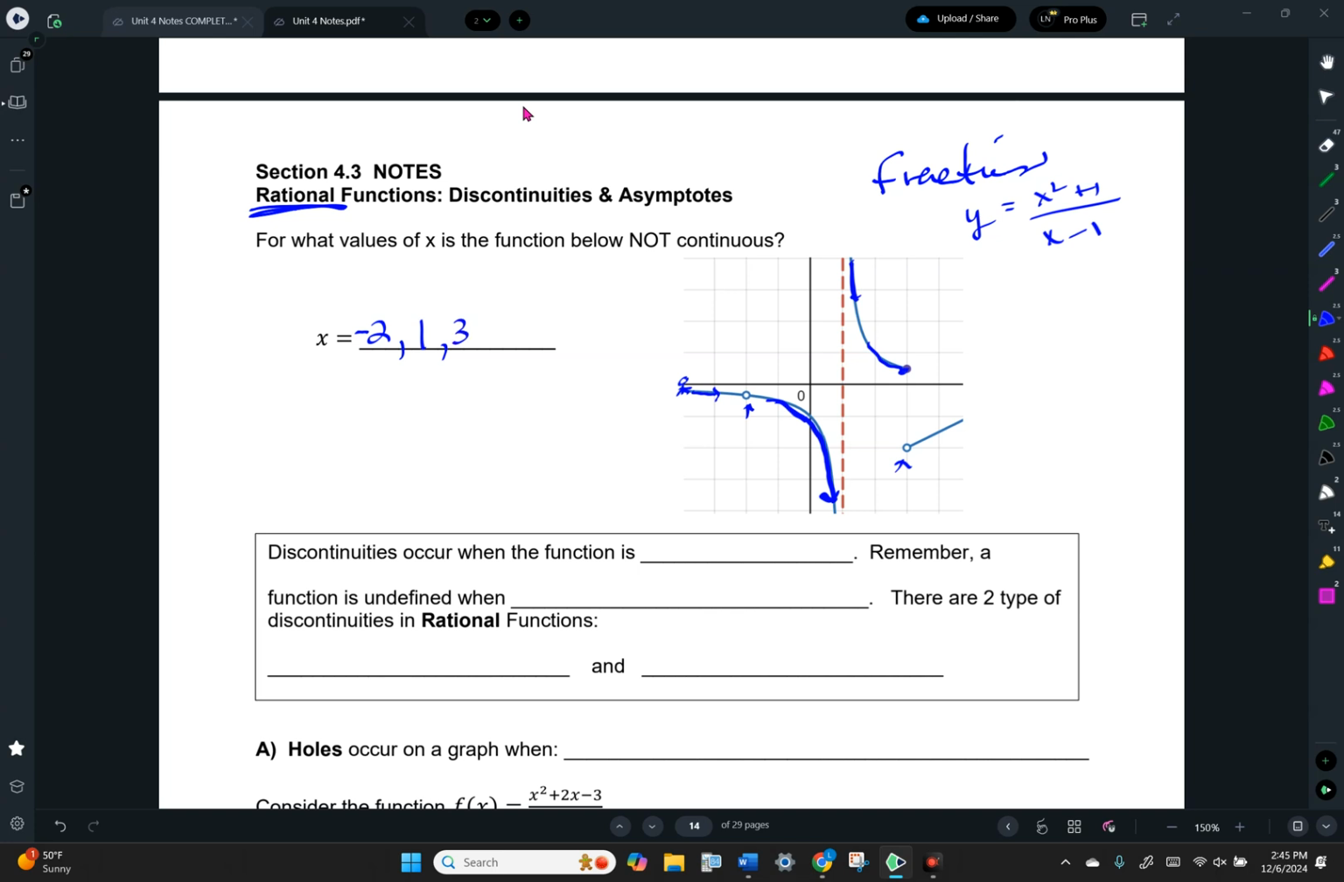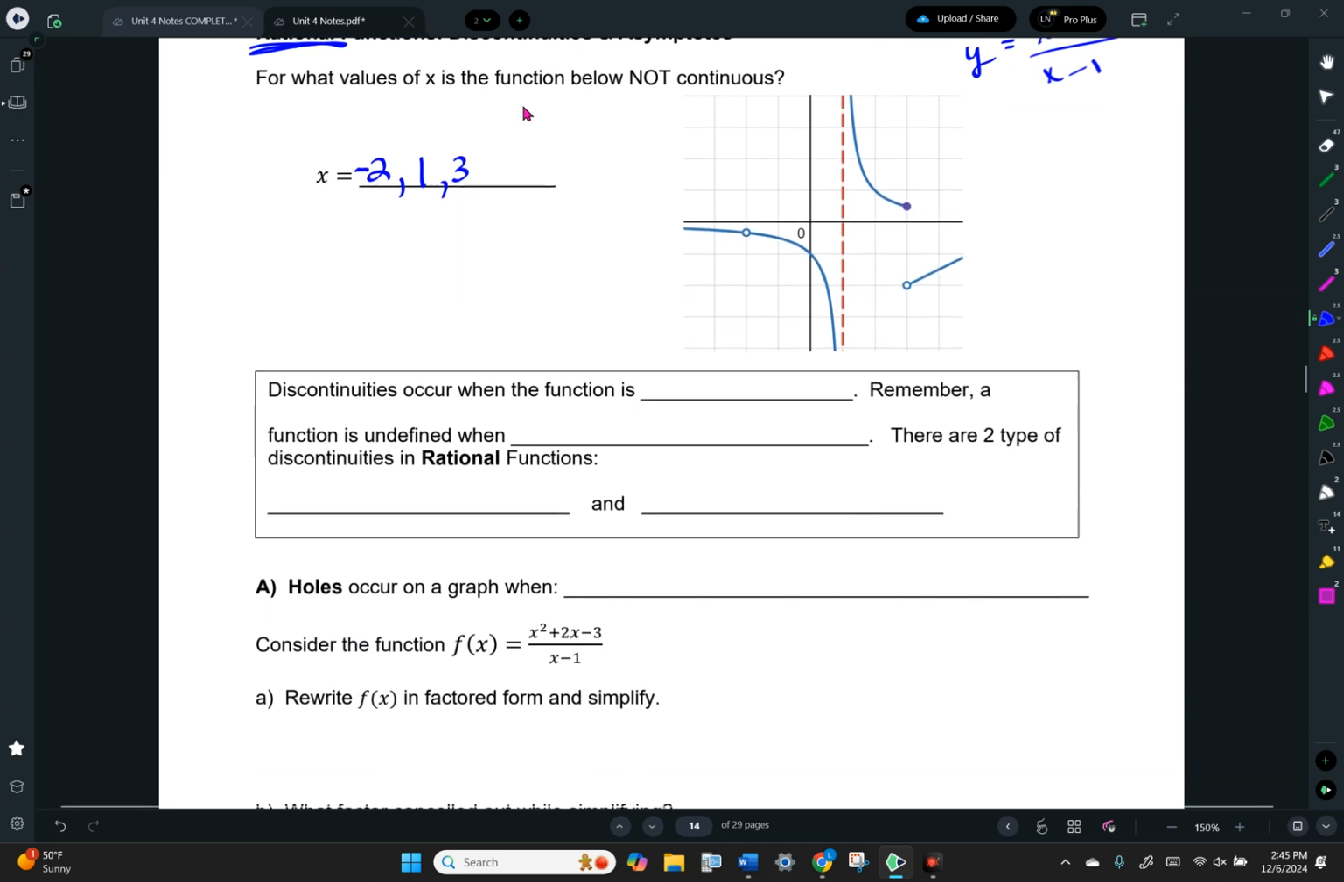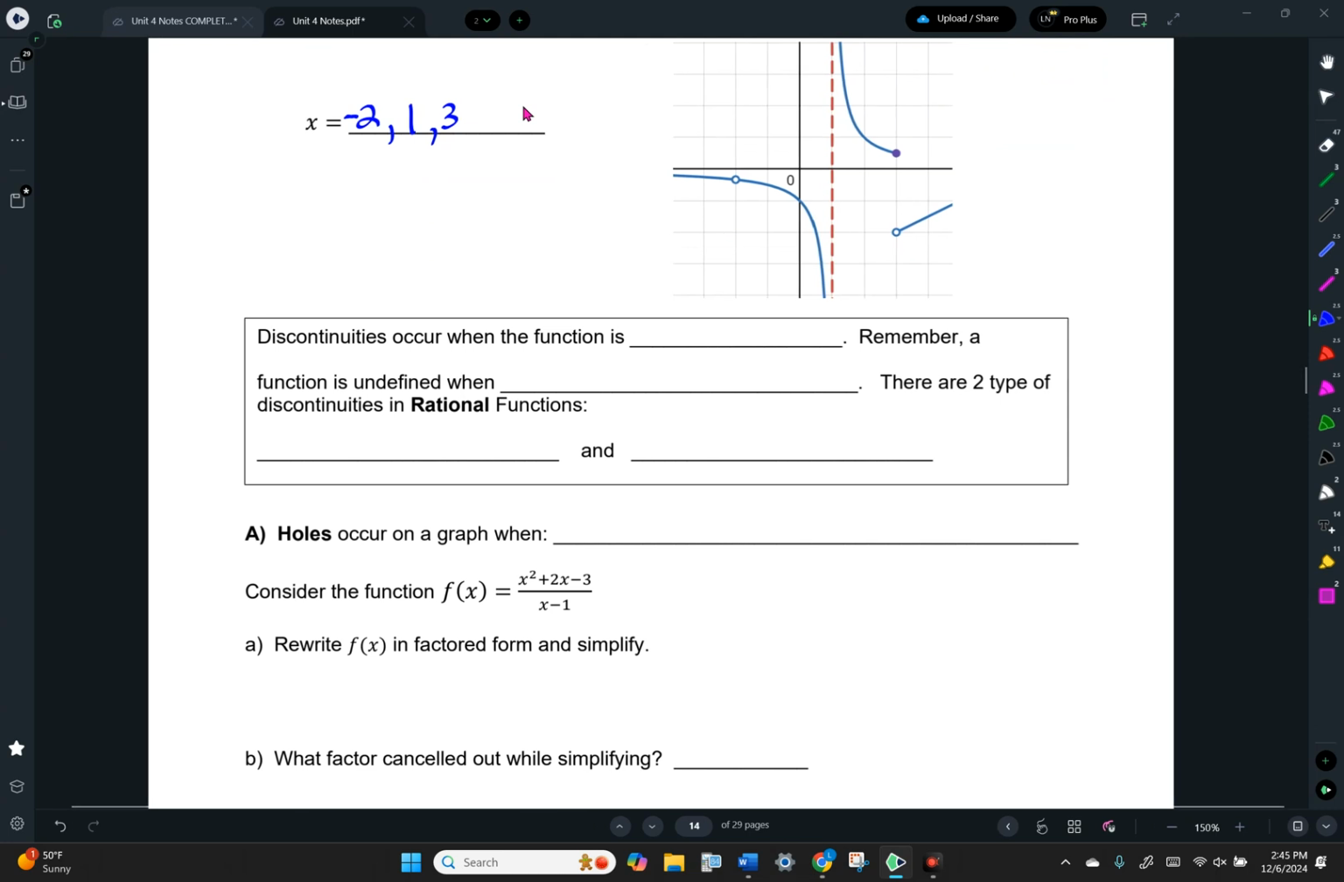Okay, so these graphs that we're getting ready to do might have asymptotes, they might have holes, they might have just weird stuff that we're not used to going on the graph. Okay, so discontinuities occur when the function is undefined, but remember, a function's undefined whenever the denominator equals 0. So there's going to be two types of discontinuities: holes and vertical asymptotes.